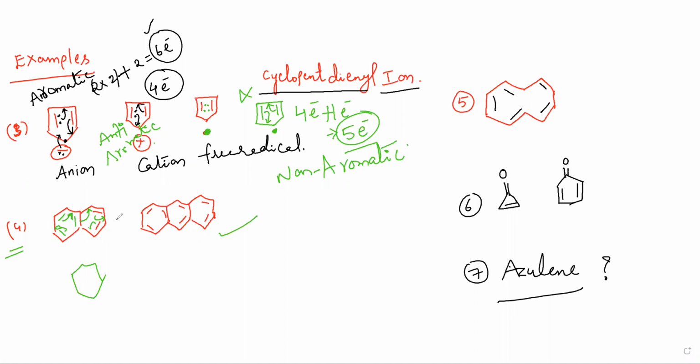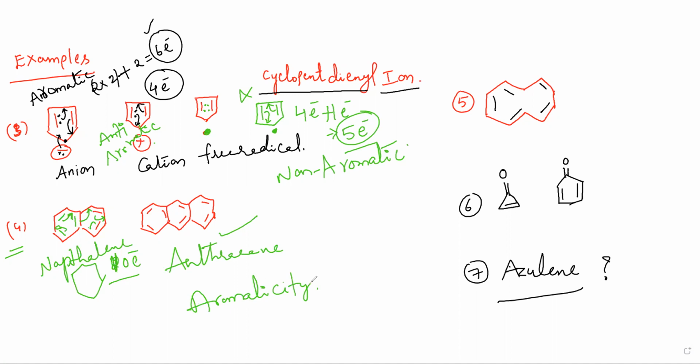So how many pi electrons are involved in this, students? 5 into 2, 10 electrons are involved. If 10 electrons are involved, which rule does it follow? Yes, Huckel's rule. That's the reason naphthalene and anthracene also obey aromaticity. And coming to the next example, which is this. These compounds we can call annulenes.